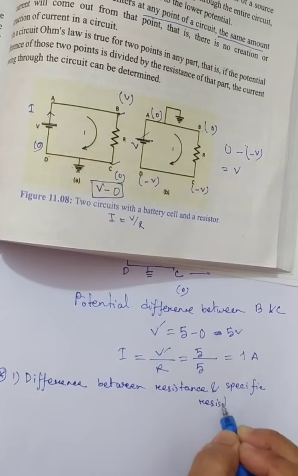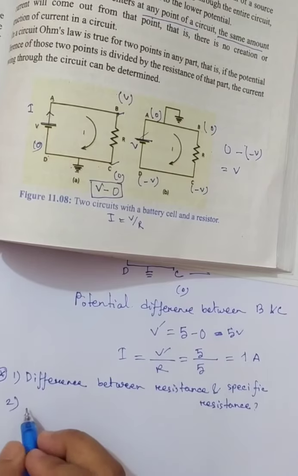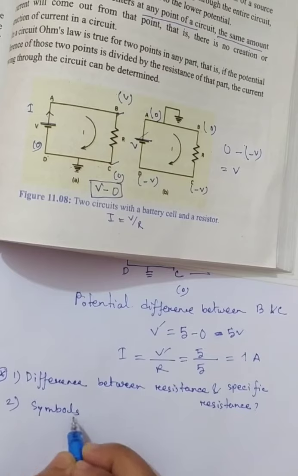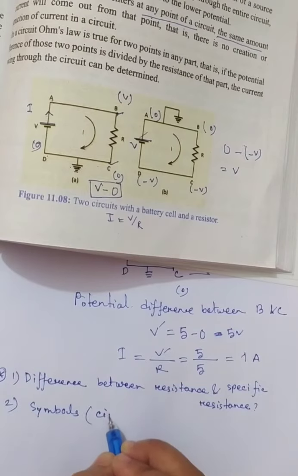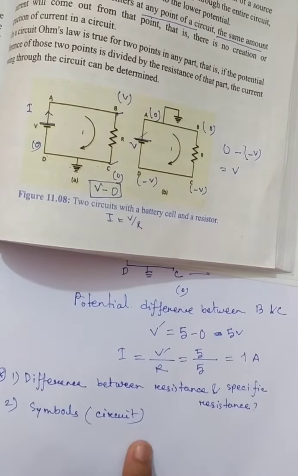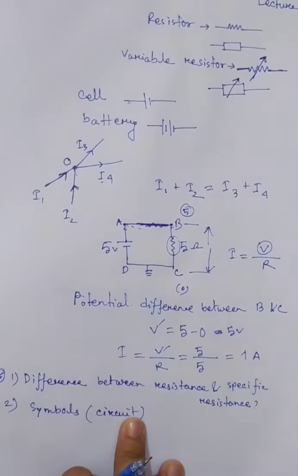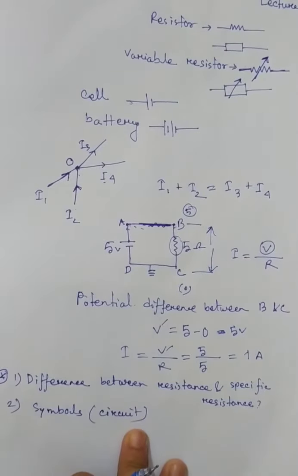And the second one is you have to draw the symbols. You have to draw all the symbols that are mentioned in your book that are used in a circuit. I have shown you all the symbols from your book. You have to draw all those symbols including their names.